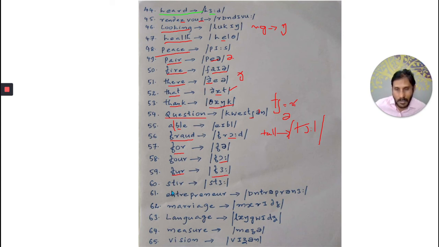S T I R, stir. You stir the contents in a chemistry lab, and stir your tea and coffee in a pan, in the container. It is not stirring, it is stir. R is silent, so stir. You have to stir the contents. You have to stir the boiling contents in the tea bowl, like that.